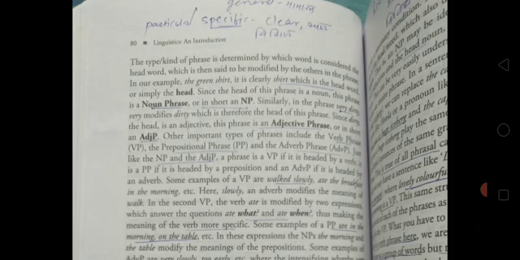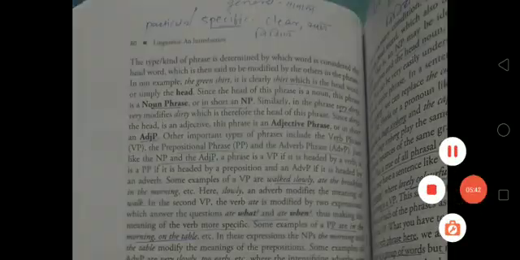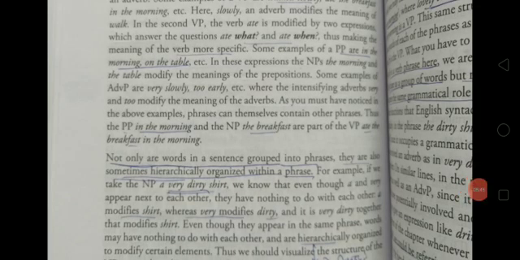In the second verb phrase, the verb ate is modified by expressions which answer the questions at what and at when, thus making the meaning of the verb more specific. Some examples of PP, that is prepositional phrase, are in the morning, on the table, etc. Let's see another example. In this expression, the NPs, that is the noun phrases, the morning and the table, modify the meanings of the prepositions.